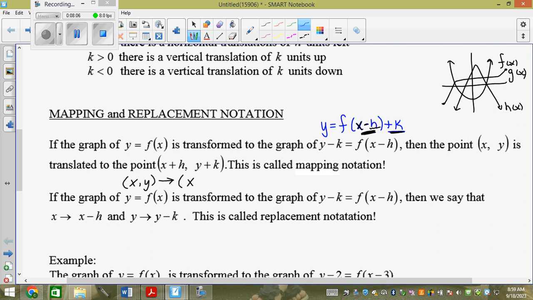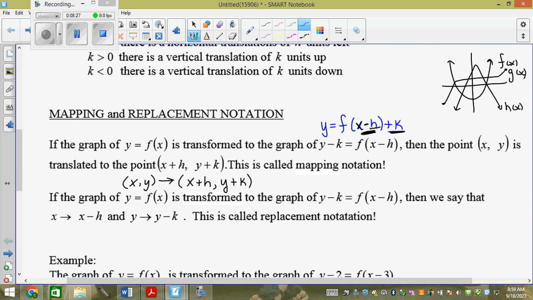I want to move h to the right. So I have to do what to the x? I have to add h, correct? And then I want to move k up, so I'm going to add that to my y. Because the only way I can move up or down is with y values, and the only way I can move left or right is with x values.